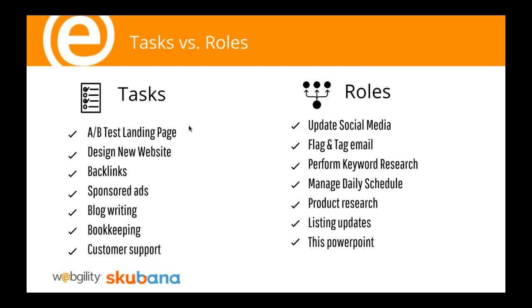On the role side, if you have a general VA, like my VA, she can update social media. She can flag and tag my email. She can do some keyword research for me. She can actually have a conversation with Rob, organizing a webinar. She can do this PowerPoint. So she's a well-rounded individual. It's kind of like when you went to university. You can either specialize and get a bachelor's in business, or you can actually just get a well-rounded degree like an English major, a liberal arts degree.